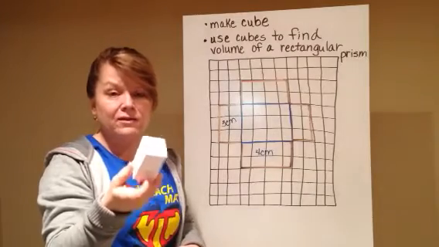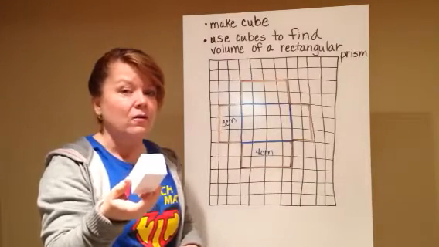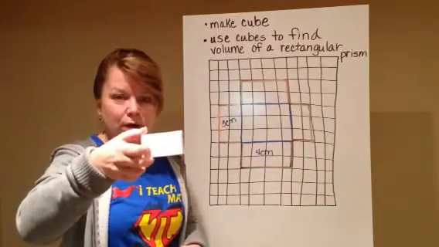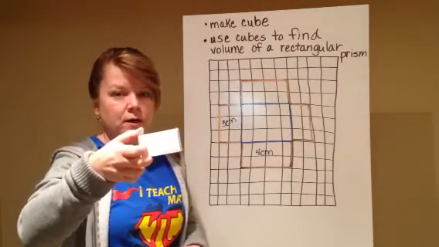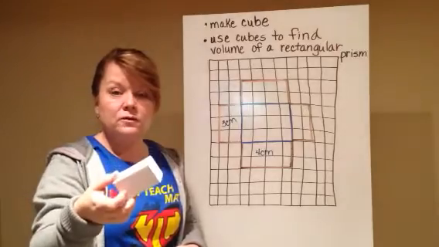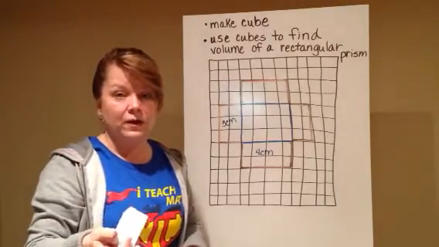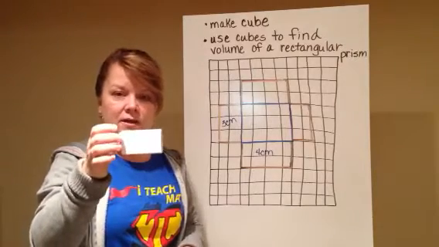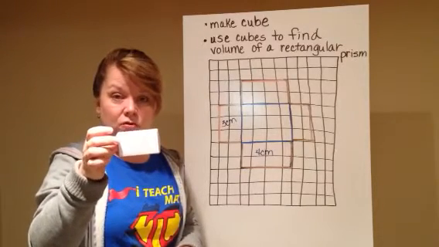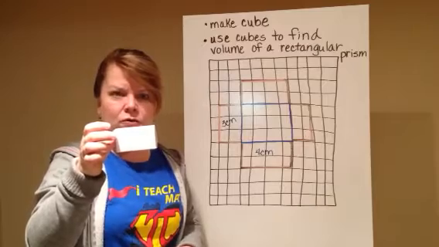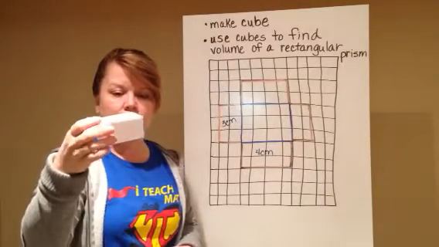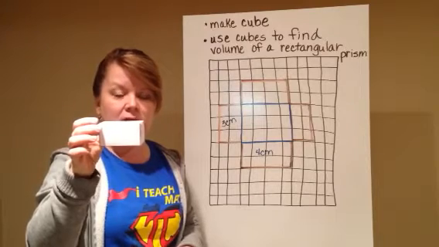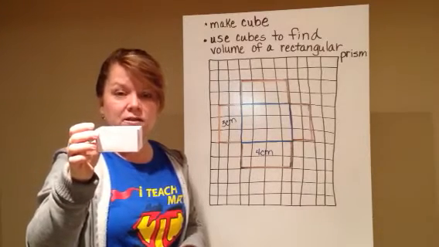So your job in class is to figure out how you can find the volume of a rectangular prism. You're going to be using the little centimeter cubes that we have in class, and I want you to think about, if I could fill this with centimeter cubes, how do I figure out the volume? That's one thing I want you to be thinking about when you come to class. And this is going to be a problem-solving activity.